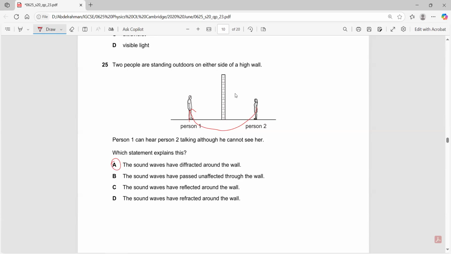If you want to cancel out the wrong answers: sound waves have passed unaffected through the wall. No, they would be affected. The sound waves have reflected. That's if they're both on the same side, so this is wrong. The sound waves have refracted around the wall. If he had said refracted through the wall, it might have been correct. But since he said refracted around the wall, this is wrong.